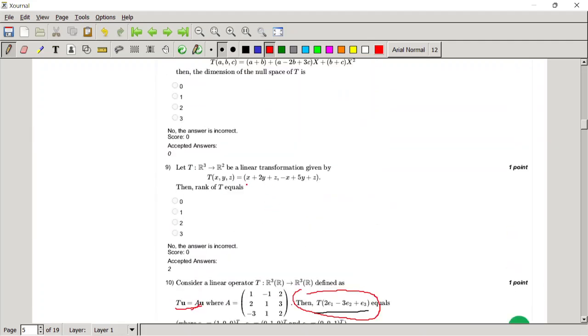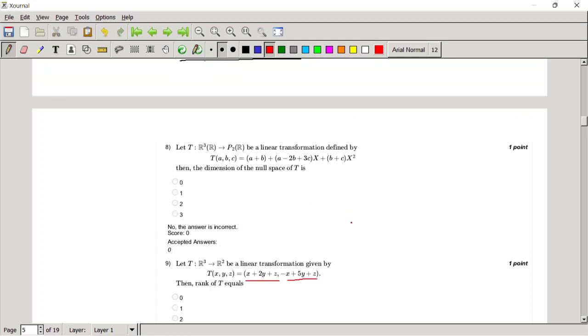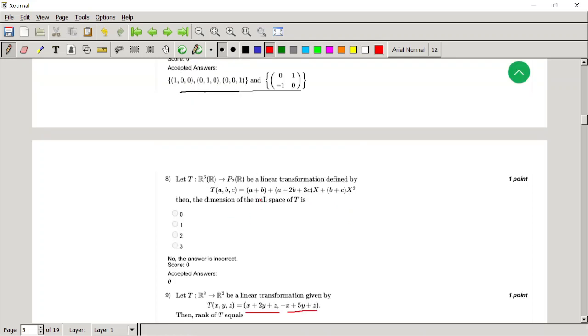Here also, by writing these two vectors in matrix form and checking the rank of that matrix, we can conclude the rank of T also, because the rank of T is nothing but the rank of the matrix corresponding to that linear transformation. We'll get some answer, one can do it easily. Here also it is simple.